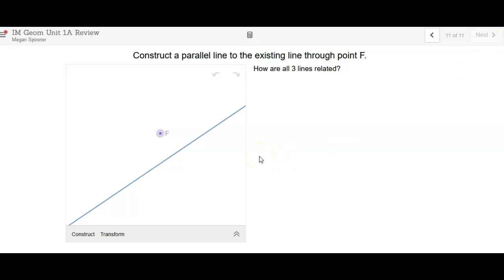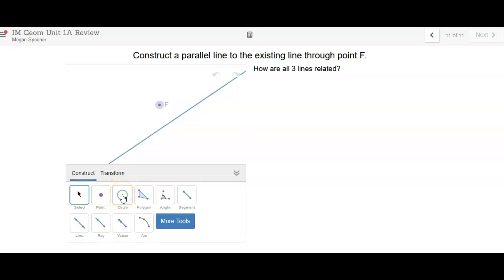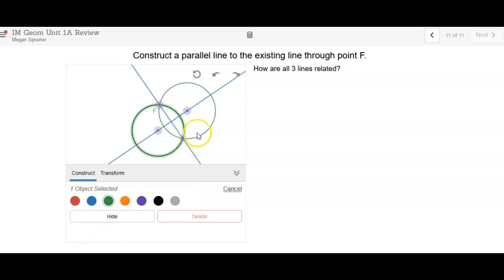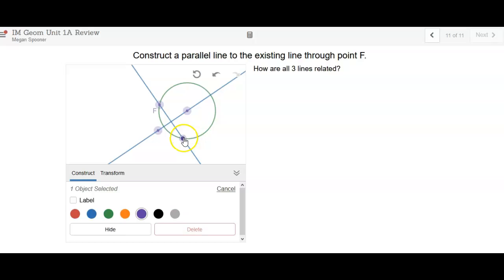And the last one in here is construct a parallel line to the existing line through point F. So in order to create parallel lines, remember we have to construct a perpendicular line first. So when we have a point that is not on the line, we just want to find 2 points on the line and use those as centers of our circle. So we're going to go from the point to the existing point that's off the line, and now you can see that those intersection points go right through F. So now we have created a perpendicular line to this existing line right here. And I'm going to hide these two circles now. And I'm actually going to hide these points as well.